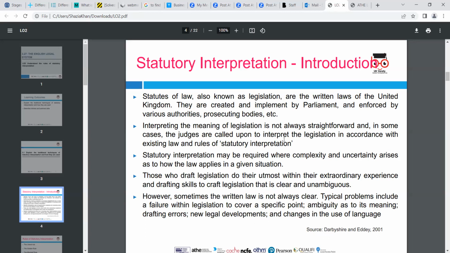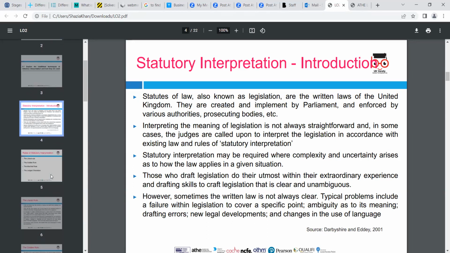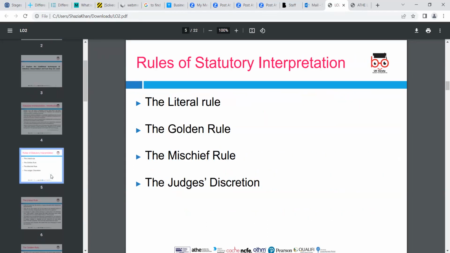Typical problems include a failure within legislation to cover a specific point, ambiguity as to its meaning, drafting errors, new developments, and changes in the use of language. So there are rules of statutory interpretation, and there are 4 main rules that apply in regards to interpreting the law.